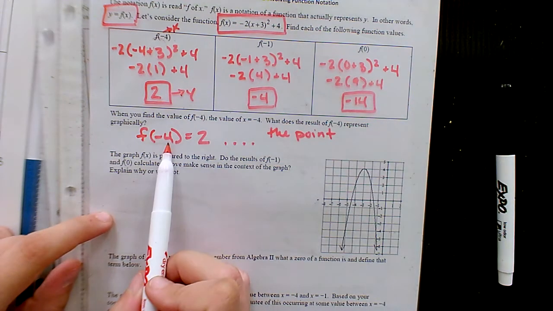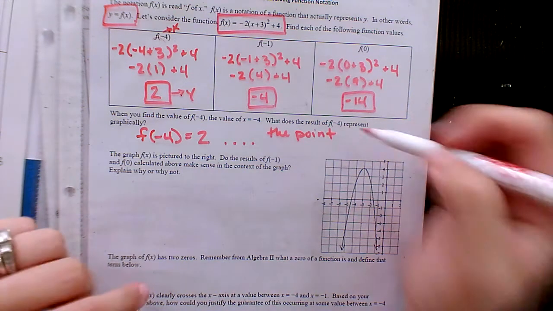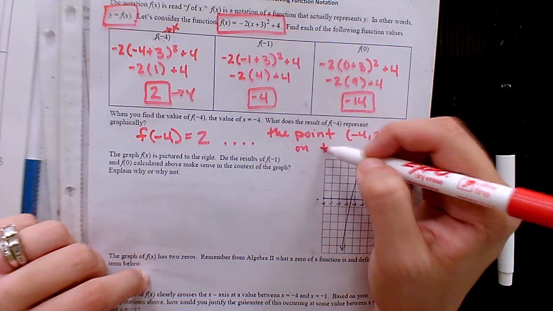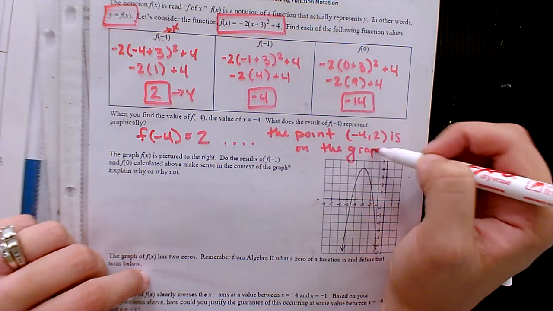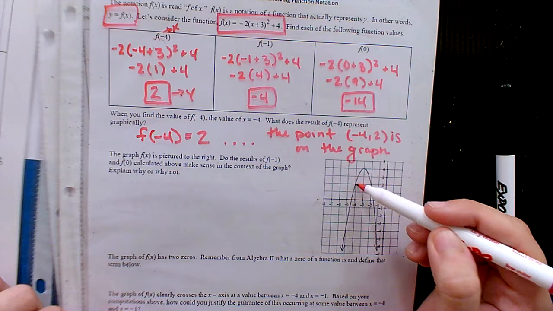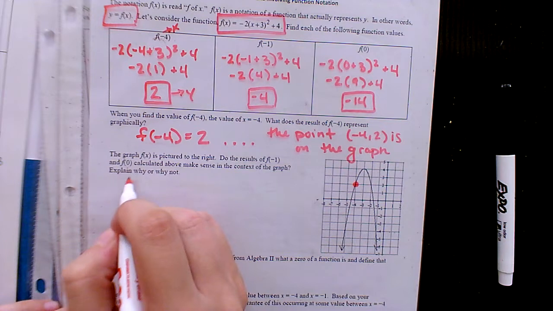We said this was an x value, this was a y value. If you know an x and a y, you know an ordered pair. So the point negative 4 comma 2 is on the graph. And if we actually check it out, let's see if it's there. Negative 4 comma 2, boom, there it is. Okay, so if that's what the first calculation tells us about the graph, then the other two that you did probably mean the same thing.